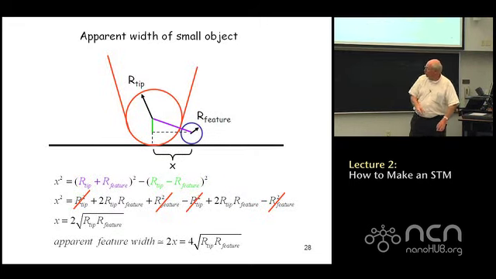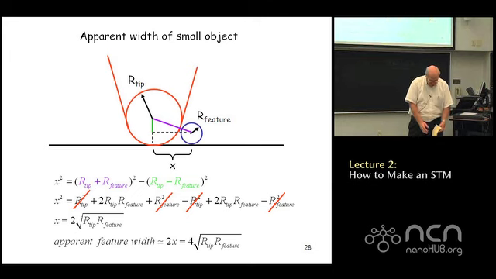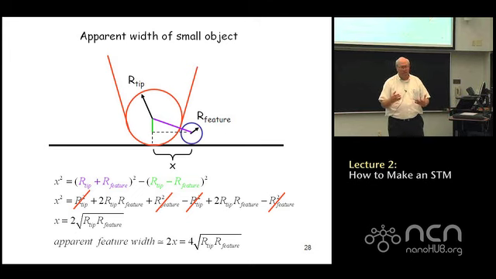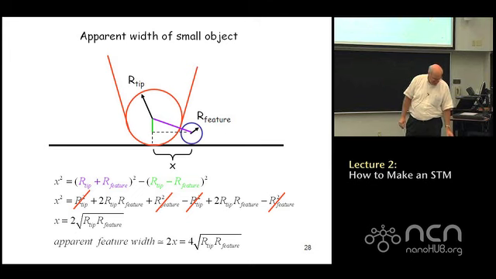Another issue involves the apparent width of small objects, right? I think anybody can understand that if you scan a tip of finite radius over an object which is small compared to the diameter of the tip, there's going to be a convolution effect, right? The shape of the tip is going to influence the image that you obtain. So this gives you a very simple geometric way to estimate how wide an apparent feature will appear if you scan over it with a tip whose radius is r sub tip, right?